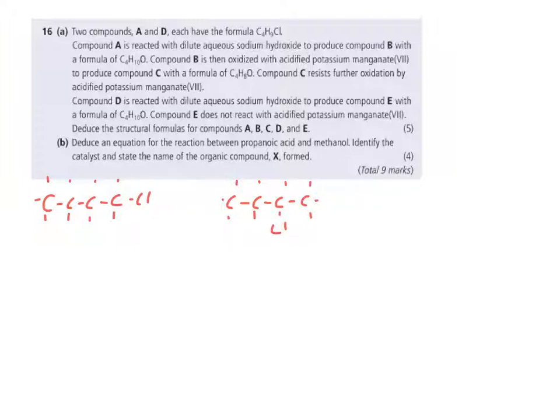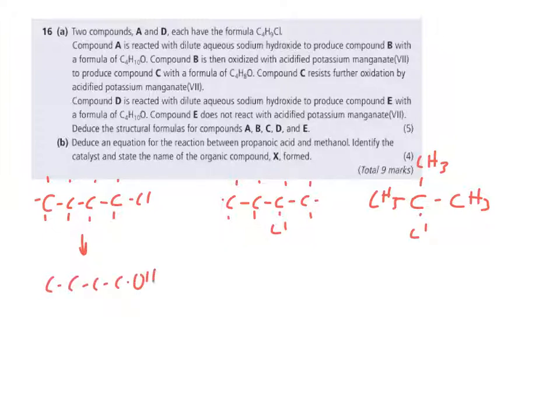Or, because it's a butane group, I could have a tertiary with CH3 methyls attached to all of it, and then the chlorine here. So it says compound A is reacted with dilute aqueous sodium hydroxide to produce compound B with the formula of C4H10. Compound B is then oxidized with acidified potassium manganate to produce compound C with the formula of C4H8O, and then it resists further oxidation.